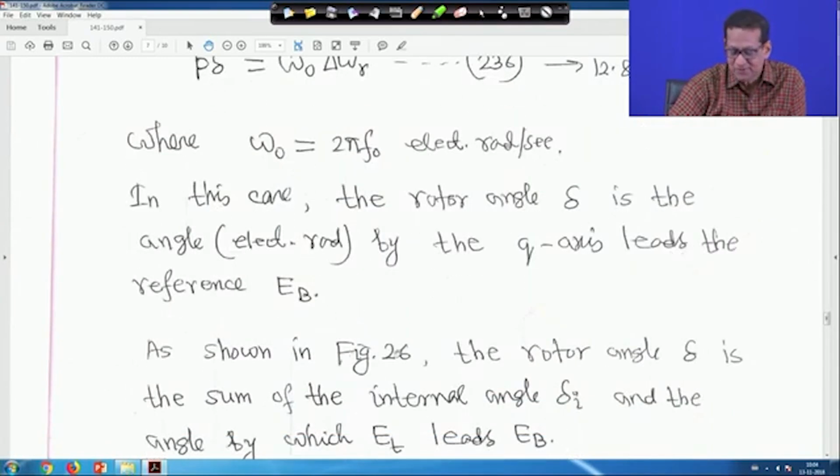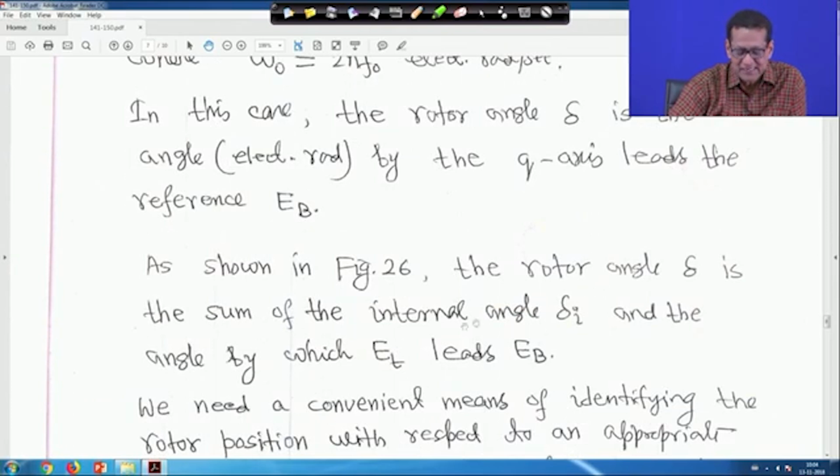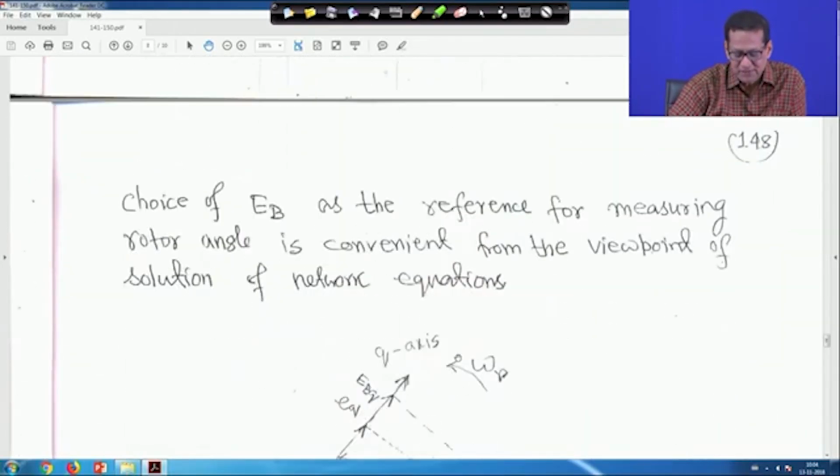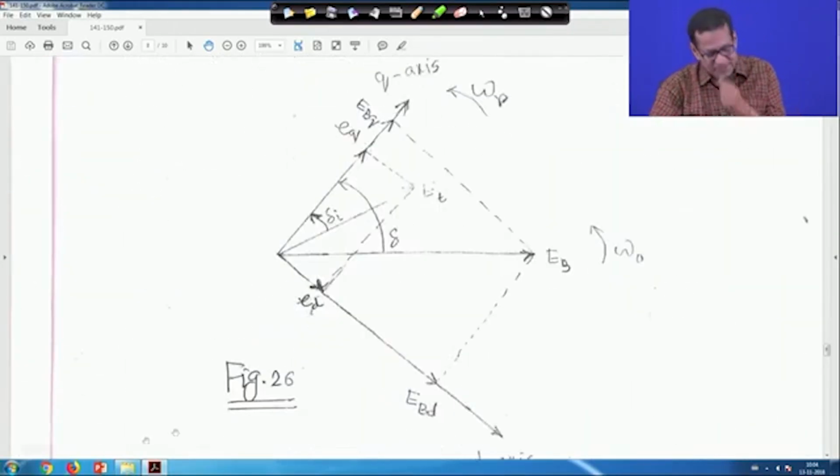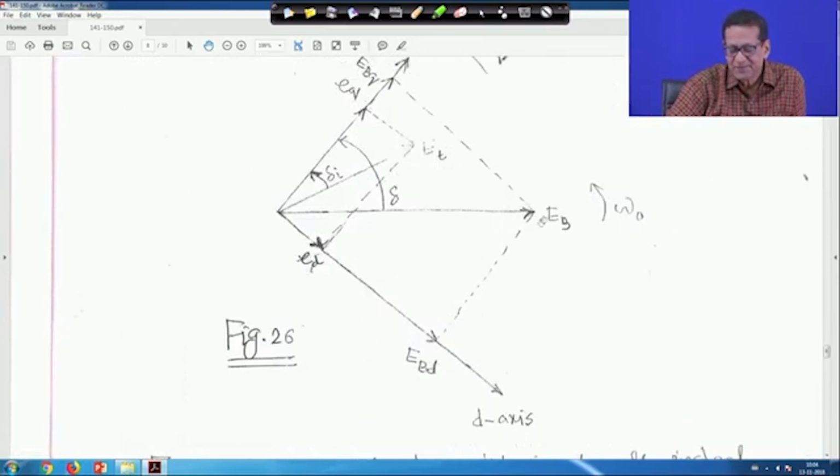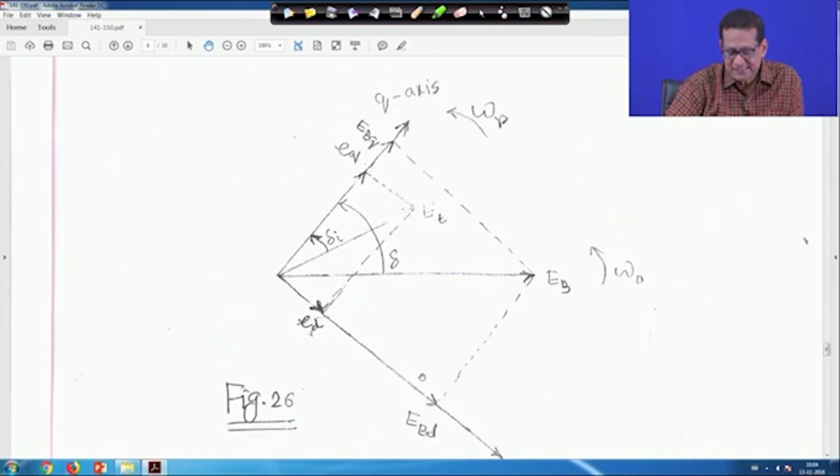As shown in figure 26, the rotor angle delta is the sum of the internal angle delta I and the angle by which it leads EB. Before going to this, I will go to this figure, figure 26. This is my EB, the reference you have taken, and this is your q axis and this is the d axis.